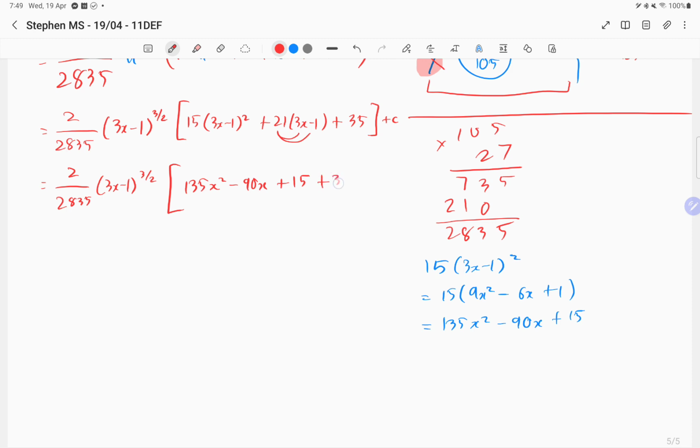135x squared minus 90x plus 15, and then this one is easy, right? So it'll be plus 63x minus 21 plus 35. It's just normal brackets now, and then everything plus C.